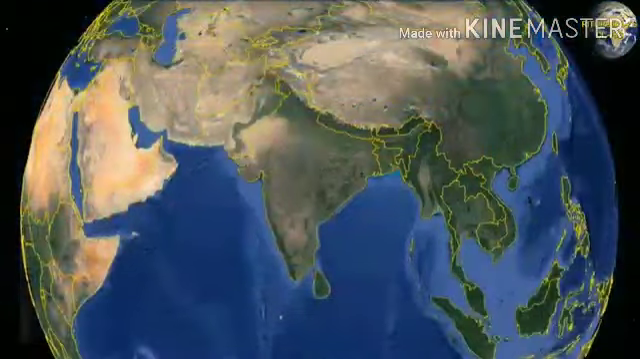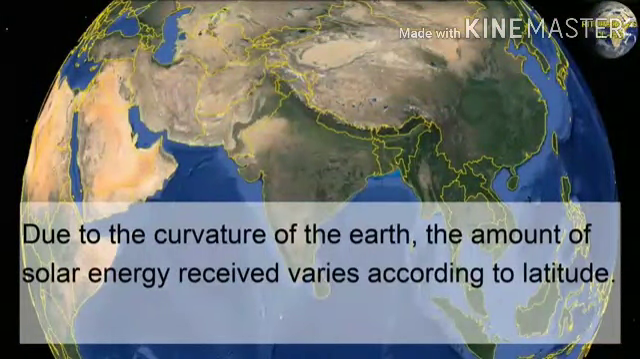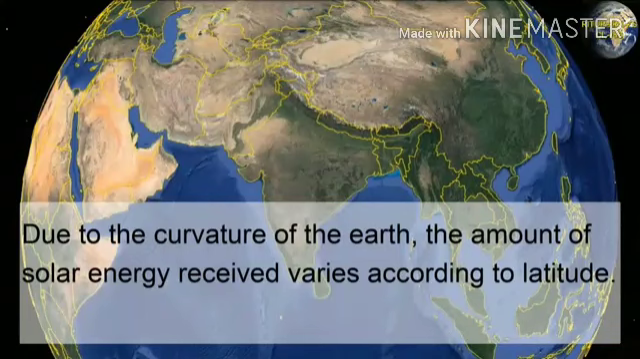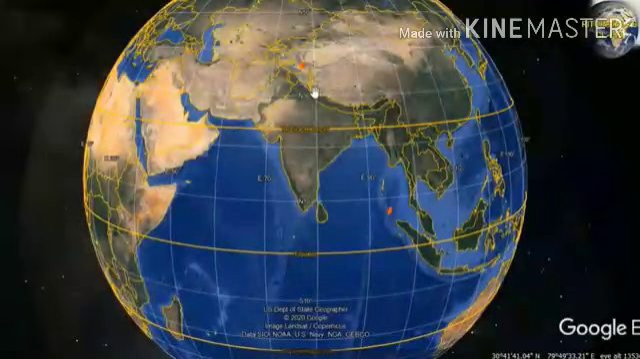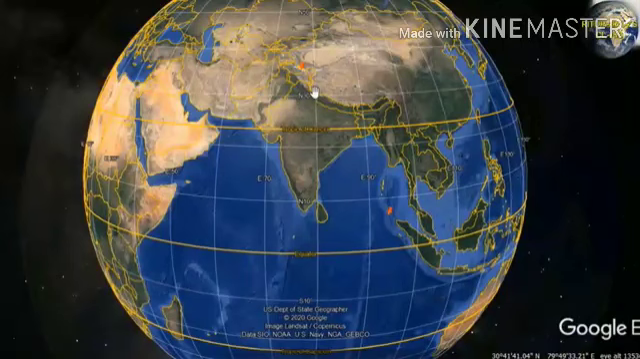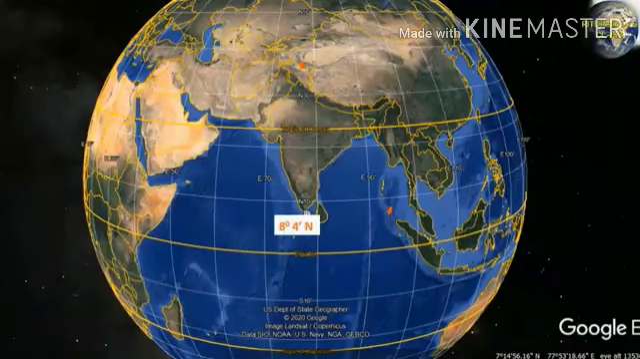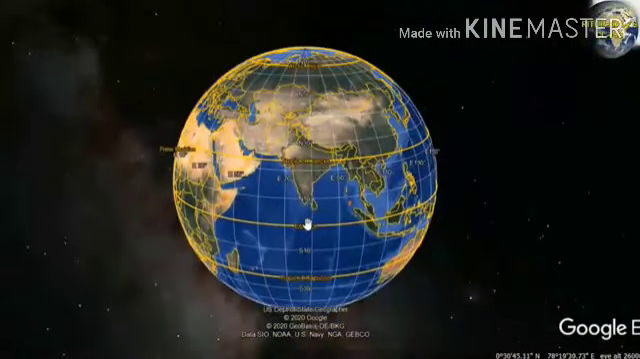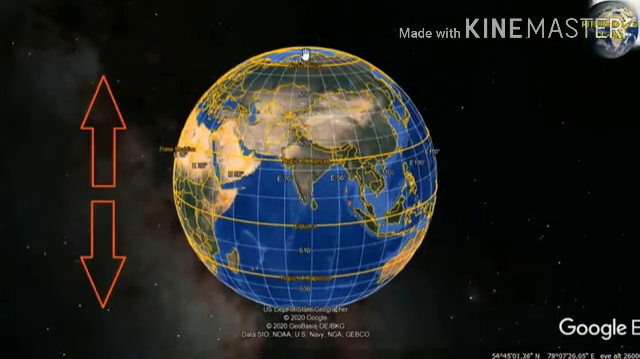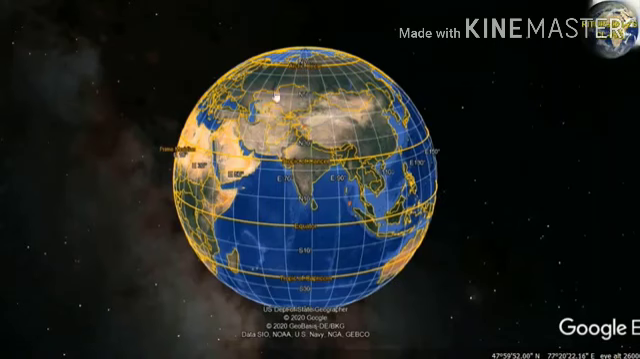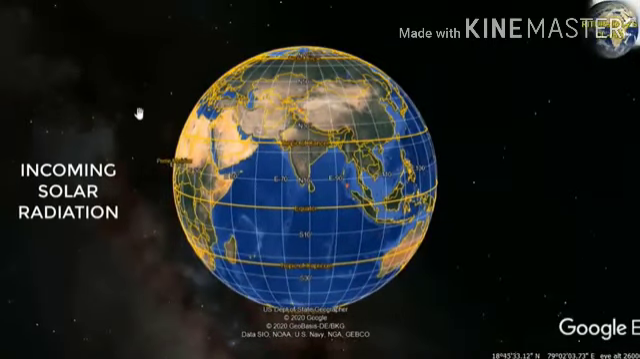Due to the curvature of the earth, the amount of solar energy received varies according to latitude. Let's explore latitude with Google Earth. As you know, India is a tropical country. The mainland stretches from 8 degrees 4 minutes north to 37 degrees 6 minutes north. Now, we are also aware of the fact that as we go away from the equator towards the pole, temperature as well as rainfall decreases. The reason for this phenomenon is the incoming solar radiation.